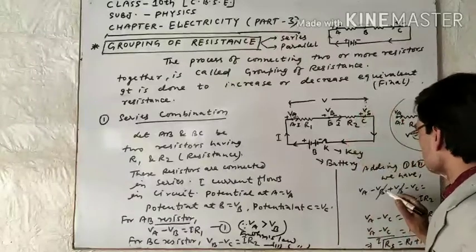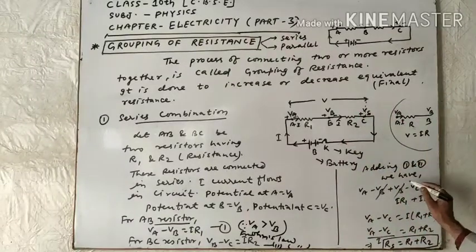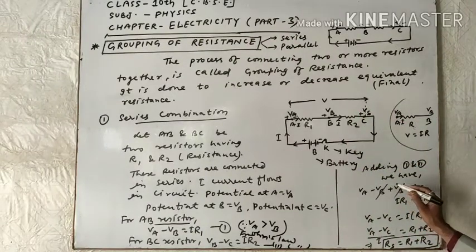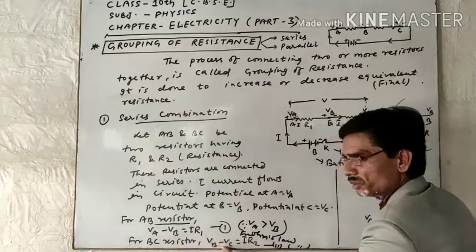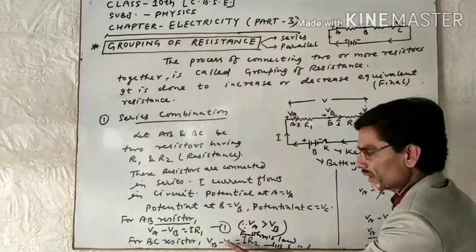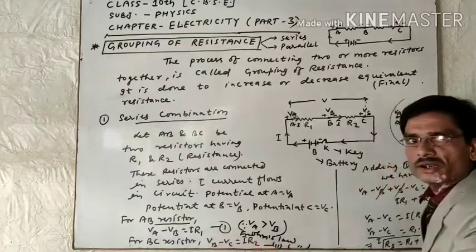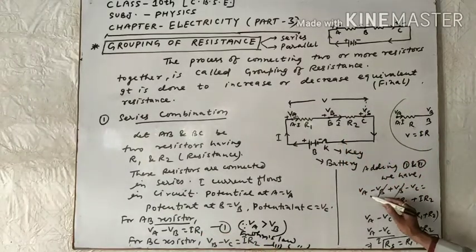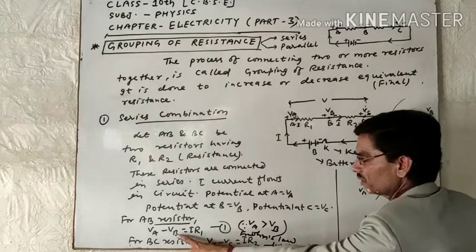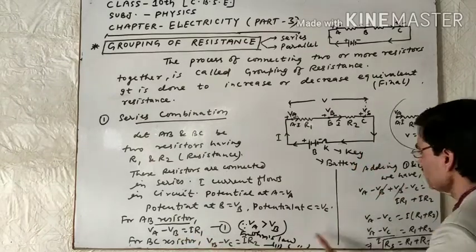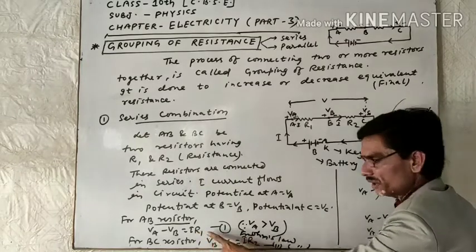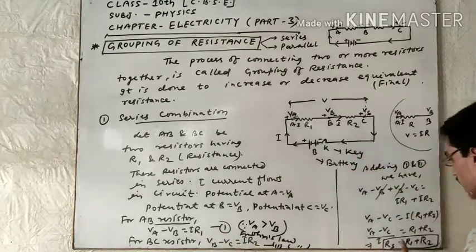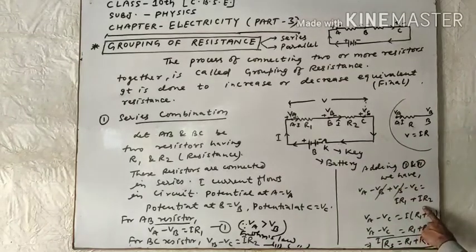On adding equation 1 and 2 we have, अब दोनों को ऐड कीजिए. लेफ्ट वैल्यू is added to the लेफ्ट वैल्यू and राइट वैल्यू is also added to the राइट वैल्यू. तो VA माइनस VB यहाँ का प्लस VB माइनस VC, ये इक्वल टू IR1 है. This is IR2. तो IR1 प्लस IR2.